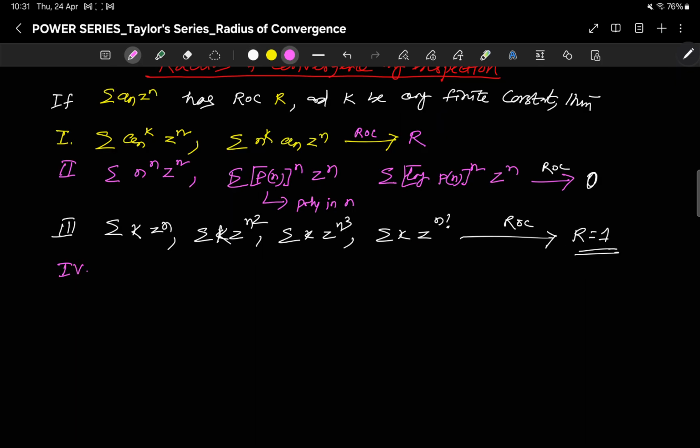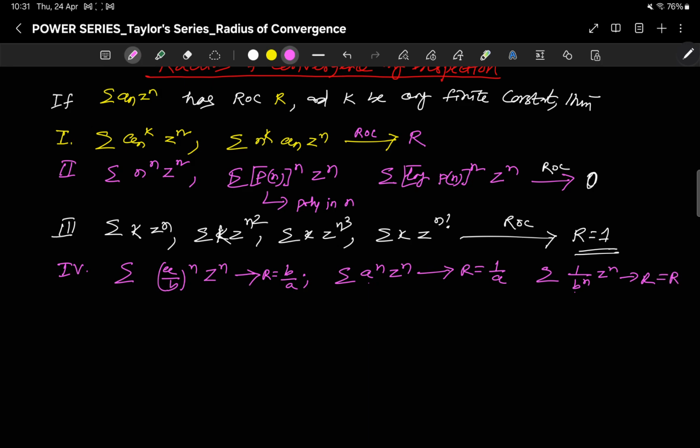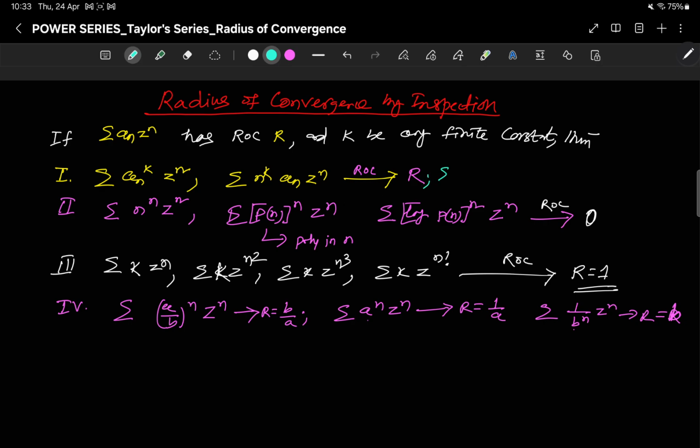Now coming to some other formulas, as I have told you earlier in the example, (a by b) to the power n, z to the power n, the radius of convergence will be b by a, right, r is equal to b by a. Similarly, simply a to the power n, z to the power n, the radius of convergence will be 1 by a, as this a comes to the denominator. And similarly suppose it is 1 by b to the power n, z to the power n. So here b will come to the numerator, the radius of convergence will be b. Now similarly we can say sum of a_n z to the power kn has the radius of convergence r to the power 1 by k, because it can be viewed as (z to the power n) whole to the power k. So it can be viewed as this, right.